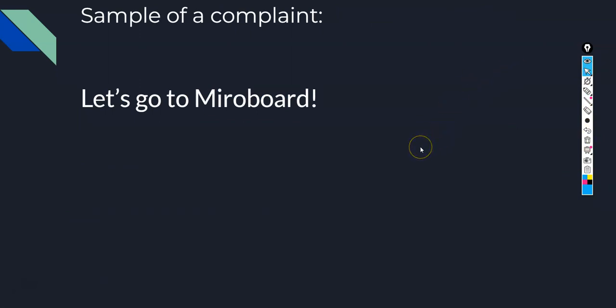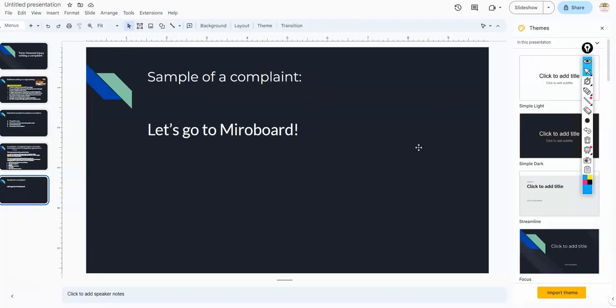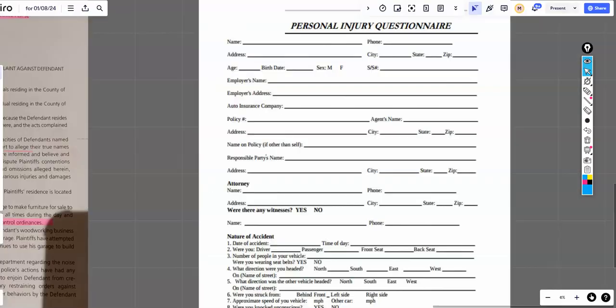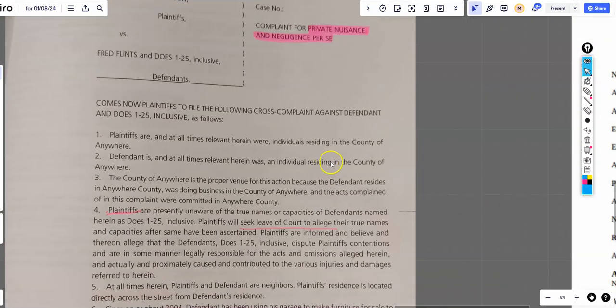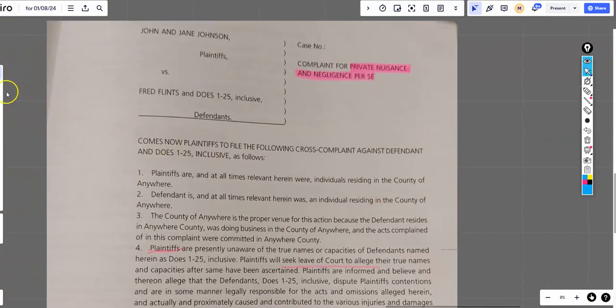All right, so I'm going to show you a sample of a complaint and a questionnaire. So we're going to go to Miro board. Let's go ahead and transfer over to Miro board here. So we have an actual complaint here. As you can see, some of the things that I mentioned are actually here. We have the plaintiffs' names versus the defendants, and these are the defendants' names down here. Now it will always have a case number. When you get the case number, you can go ahead and input that.